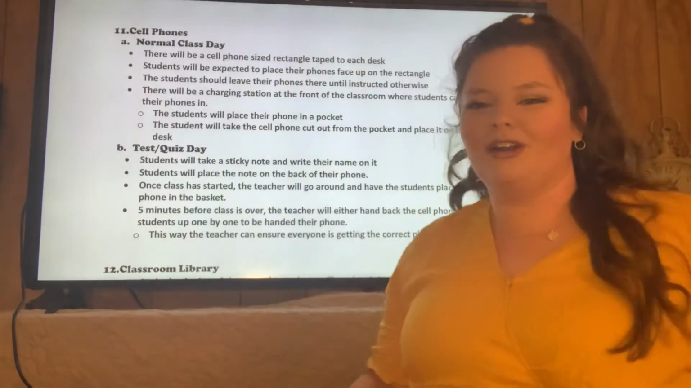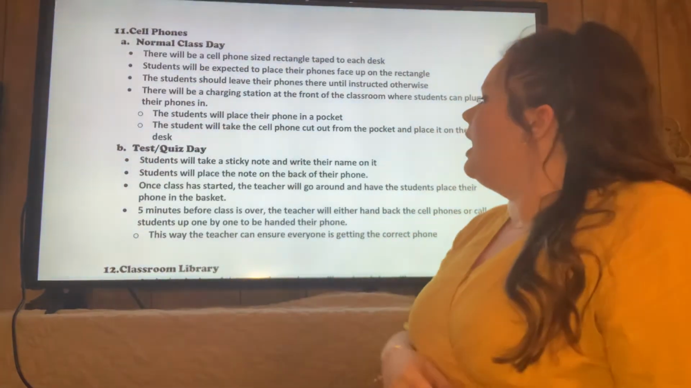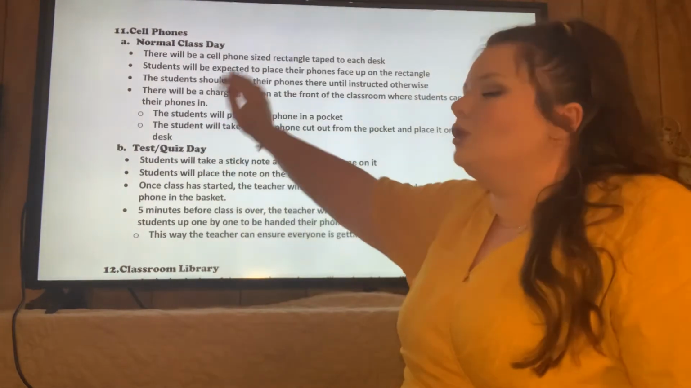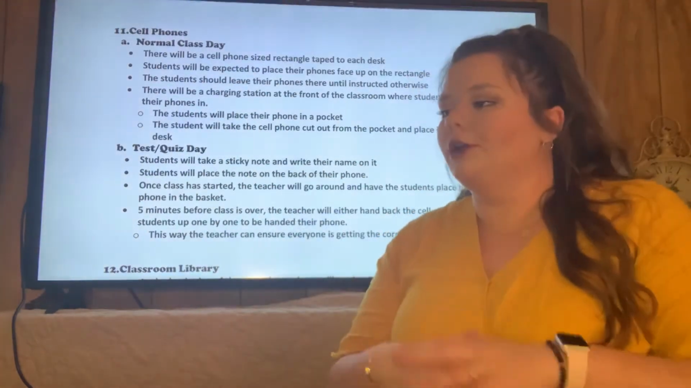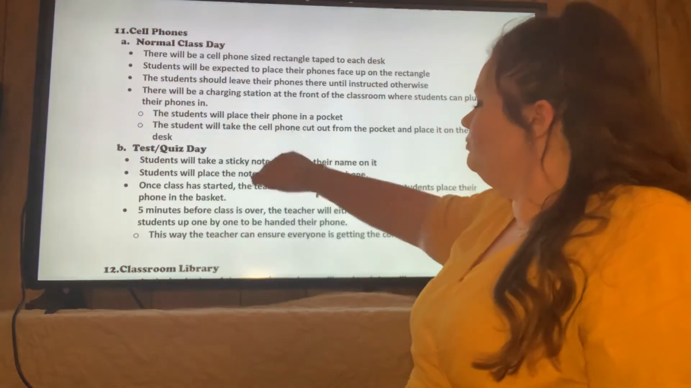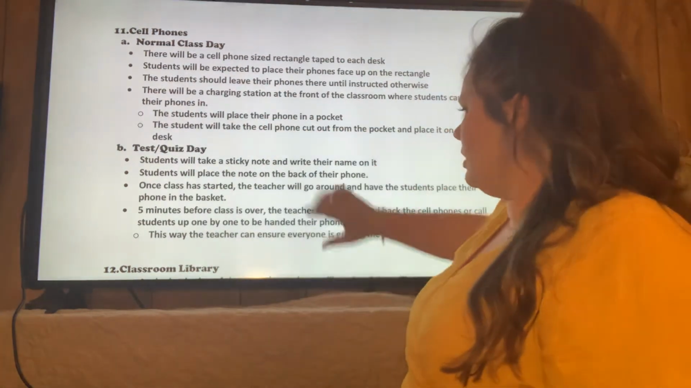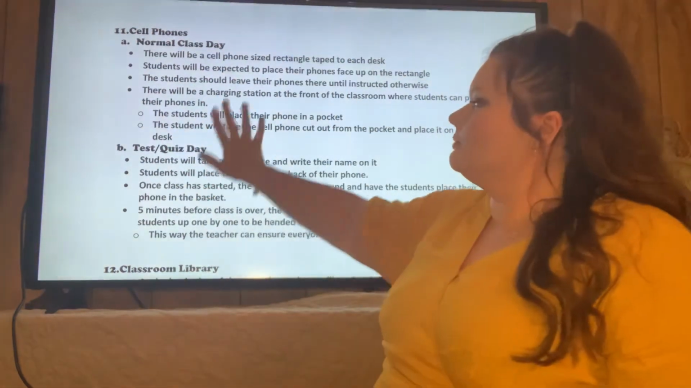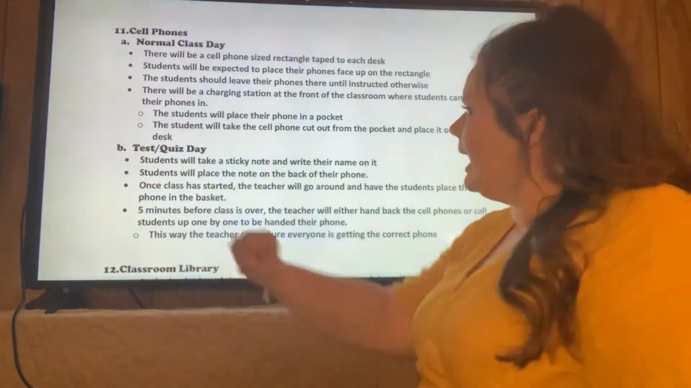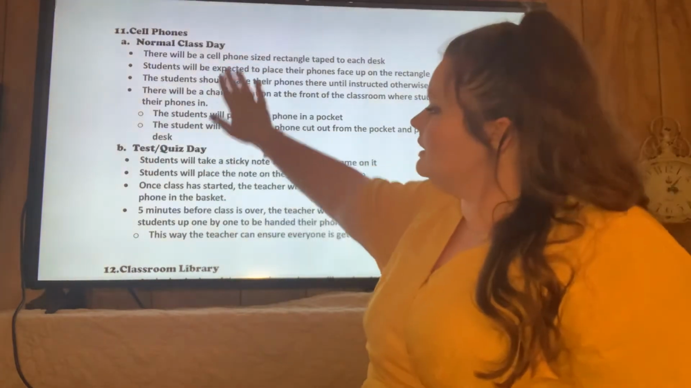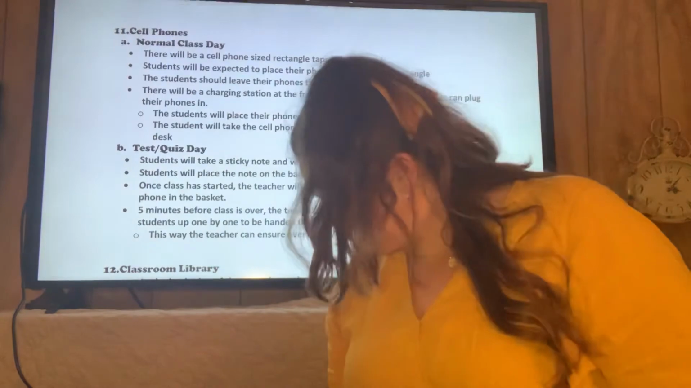This is very important, especially in your older grades. This depends largely on the school district or your school and how they want to handle cell phones. But if it was up to me, in my classroom, this is how I would handle cell phones. And I have normal class day versus test and quiz day.